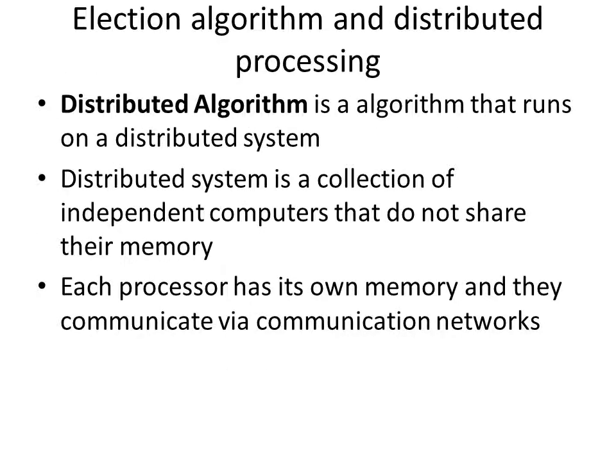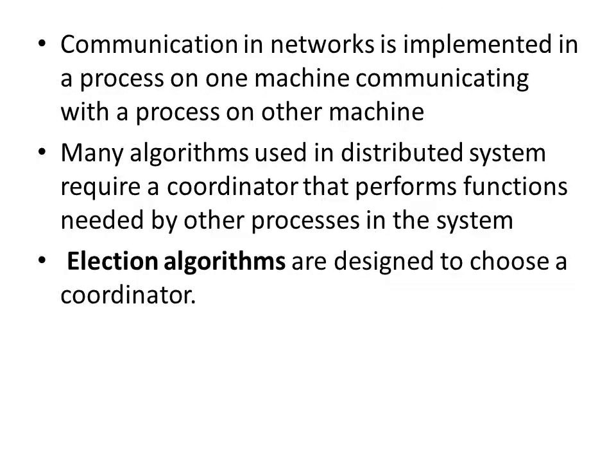So next topic is election algorithm in distributed processing. Distributed algorithm is an algorithm that runs on a distributed system. Distributed system is a collection of independent computers that do not share their memory. This we know that. Each processor has its own memory and they communicate via communication networks. Communication in networks is implemented as a process on one machine communicating with a process on another machine.